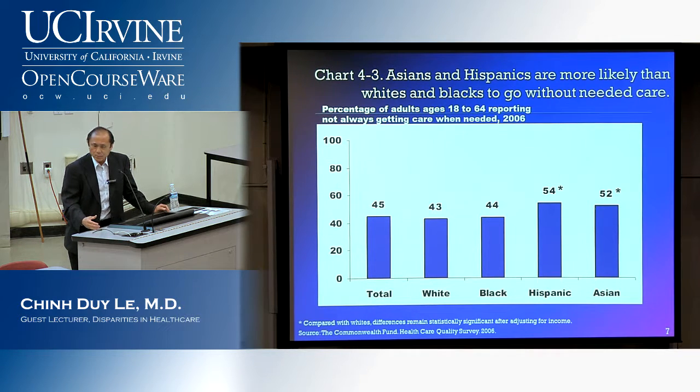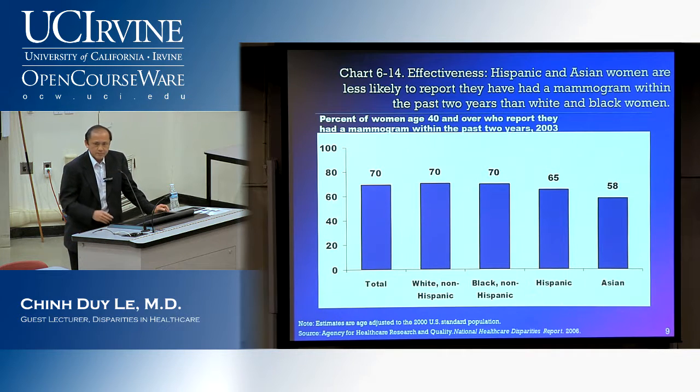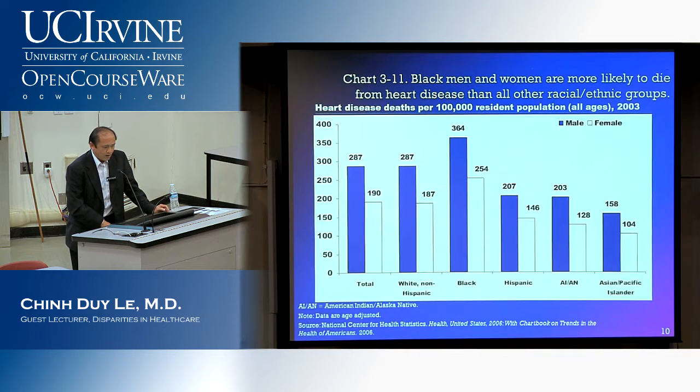That means even though they have some medical problem, they just go on without taking care of the problem. Especially Hispanic people, they're more likely to have no family physician. And there is more and more data. Another example, the Asian and Hispanic groups tend to have fewer mammograms completed compared to Caucasian people. Or in other ethnic groups, like African American people, they are more likely to have heart disease compared to other ethnic groups, for example.